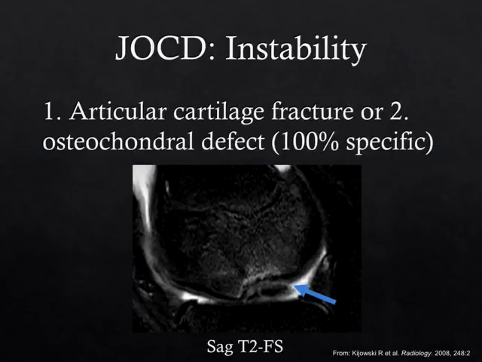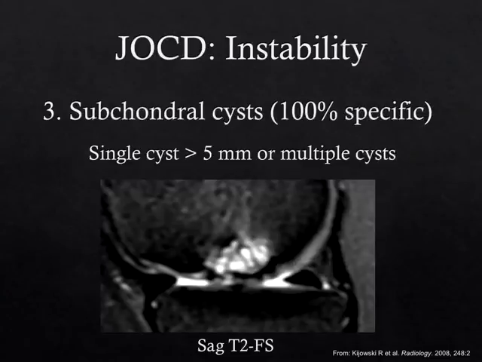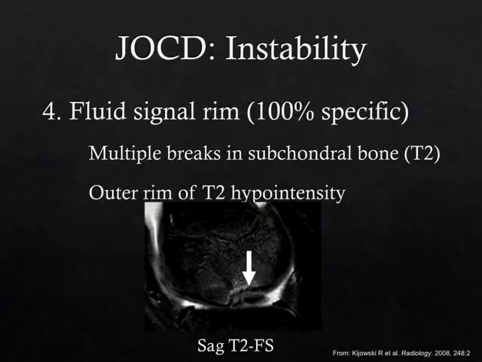Obviously, an articular cartilage fracture or an existing osteochondral defect. Those are both essentially 100% specific. Subchondral cysts are very specific when you have a single cyst greater than 5 millimeters or multiple cysts in the subchondral bone, as in this patient who had an unstable lesion and numerous cysts in the subchondral bone.